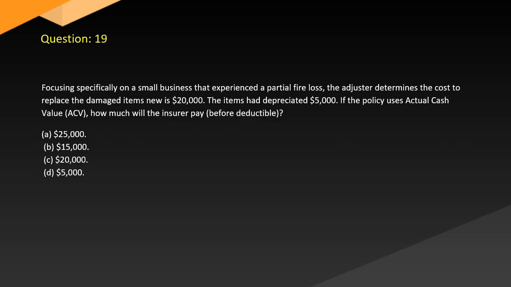Question 19. Focusing specifically on a small business that experienced a partial fire loss, the adjuster determines the cost to replace the damaged items new is $20,000. The items had depreciated $5,000. If the policy uses actual cash value, ACV, how much will the insurer pay before deductible? A. $25,000. B. $15,000. C. $20,000. D. $5,000.